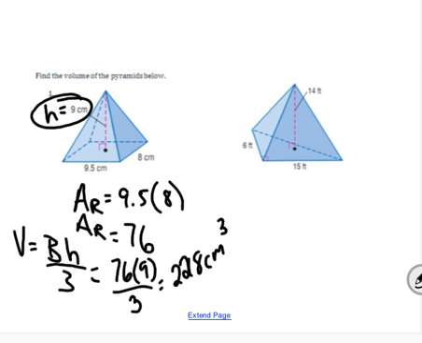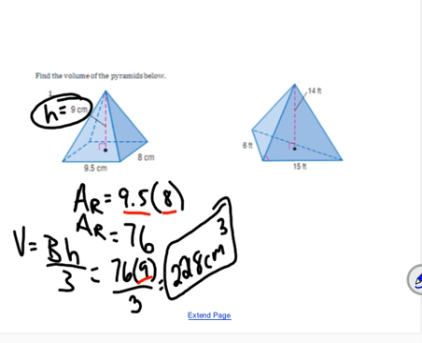centimeters. And remember, volume is now going to be cubed, because 9.5 had centimeters after it, 8 had centimeters after it, and 9 did too. You're multiplying 3 things together, so you are going to have volume cubed.